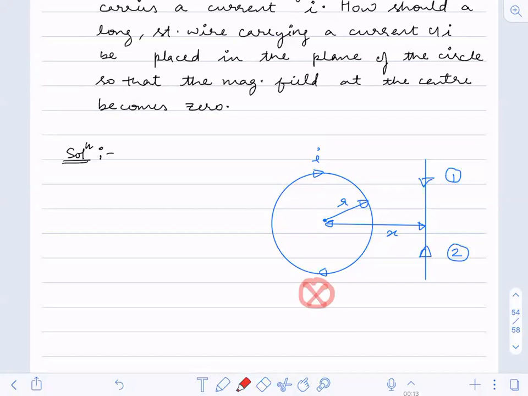Now, if it is downward, to make it zero, the magnetic field due to the straight wire should be in the same direction or in the opposite direction. It should be in the opposite direction. It cannot be in the same direction. If you put the current such that the magnetic field is in the same direction, it will add up. To cancel the magnetic field, it should be in the opposite direction. Now, the magnetic field of this wire should be upward, coming towards you.